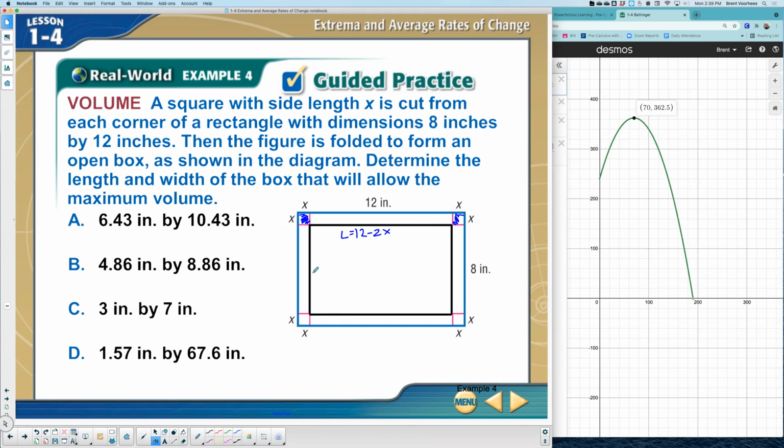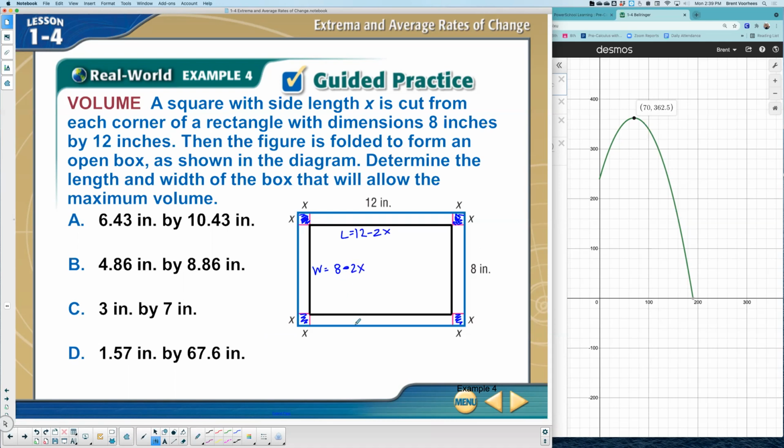Now let's look at the width. The width originally was 8. But I've cut out this corner and this corner and this corner. Those corners are gone. So it's no longer 8 in length. I cut out a length of x, and I cut out a length of x. So how long is my width now? 8 minus 2x, very good.